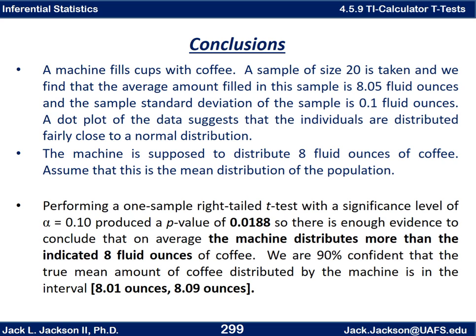So here's our conclusion, which we can state like this: performing a one-sample right-tailed t-test with a significance level of alpha equals 0.1 produced a p-value of 0.0188. So there is enough evidence to conclude that on average the machine distributes more than the indicated 8 fluid ounces of coffee. We're 90% confident that the true mean amount of coffee distributed by the machine is in the interval 8.01 ounces to 8.09 ounces. And so this combines a t-test and a t-interval in our conclusion.